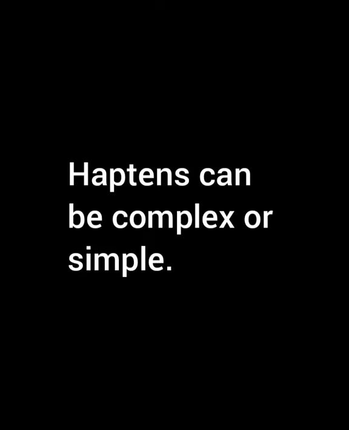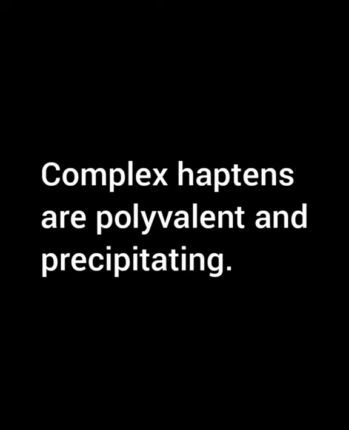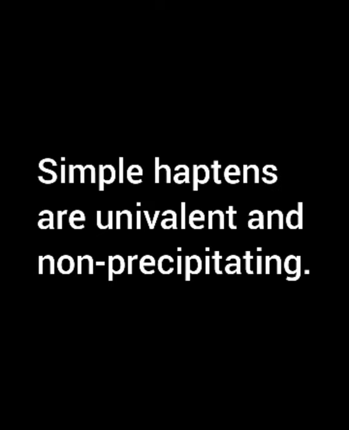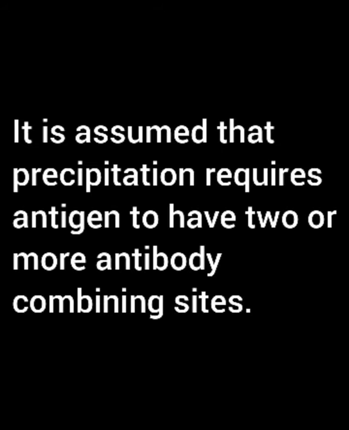Haptens are mainly of two types, simple haptens and complex haptens. Complex haptens are polyvalent and capable of precipitating, and simple haptens are not polyvalent and are non-precipitating. For precipitation, the antigen should possess two or more antibody combination sites. Then moving on to our next topic, the determinants of antigenicity.